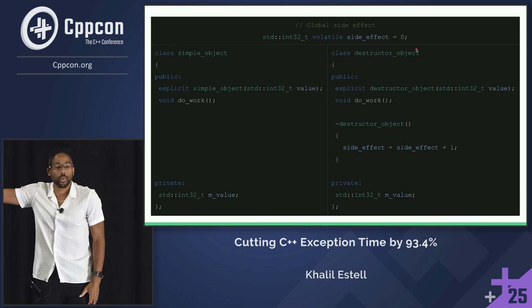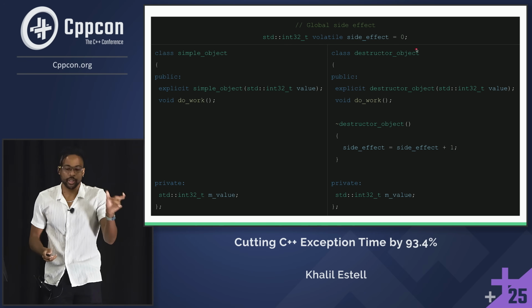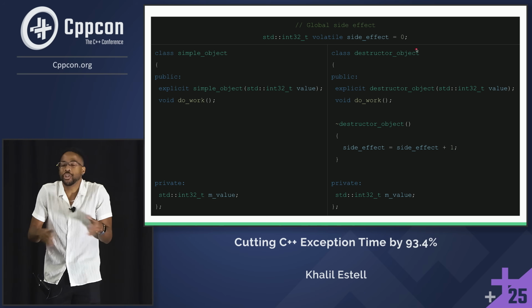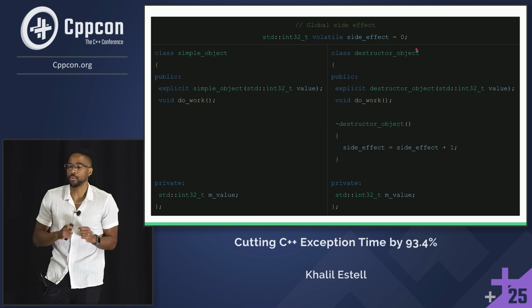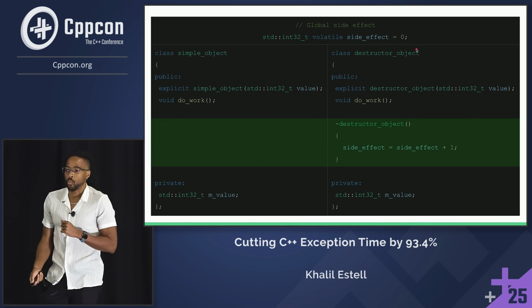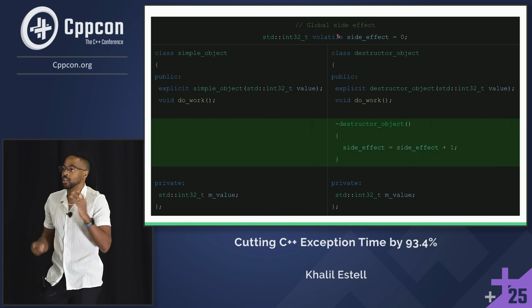Here are the two types that we work with. In here, it's very simple. We have a simple object and a destructor object. They are identical. They don't do much, but they do enough to make the compiler think I should keep them on the stack, I should keep them around. The only difference is that one of them has a non-trivial destructor that modifies a global volatile variable, so it looks like it has a side effect.